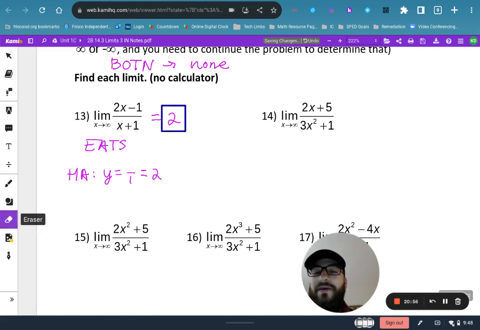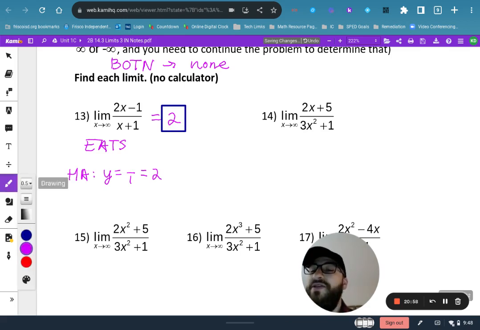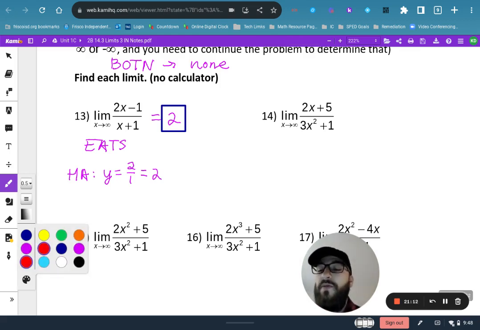Okay. So that is all there is to it with these horizontal asymptote ones, y'all. Notice I didn't have to plug anything in. I didn't have to do anything crazy. I just found the horizontal asymptote. So let's look at 14. 14, we have the limit as x approaches infinity of 2x plus 5 over 3x squared plus 1. Once again, I am comparing the exponents. So it is 1 over 2. So that is definitely a bigger on bottom or a BOBO.